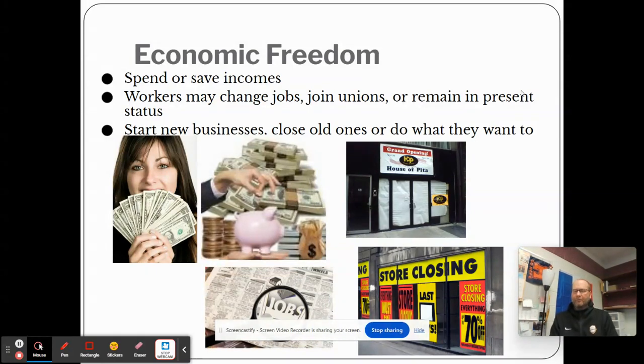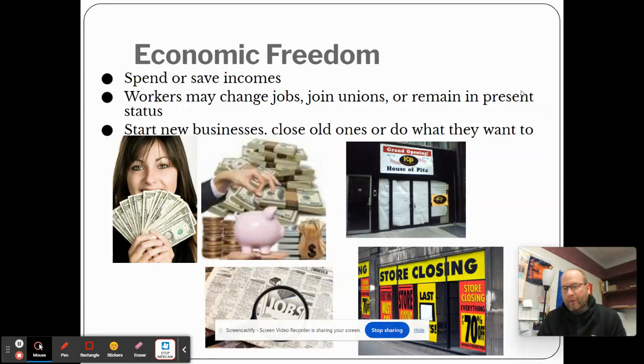How much freedom do people have within an economy to choose what they want to do economically? When you have money, are you going to spend it or are you going to save it? Are workers allowed to change jobs or join labor unions, which are groups of certain specific types of workers that work together to negotiate how much pay they get? Or are you just going to remain in the present status? Are you going to start a new business, close old ones?